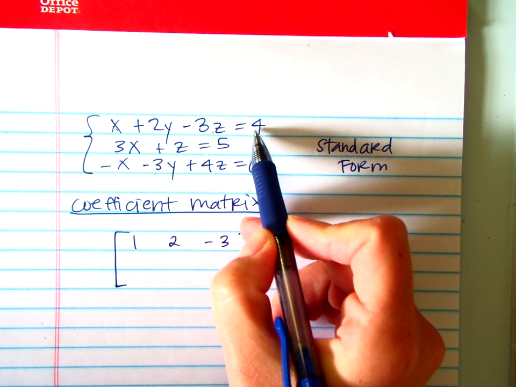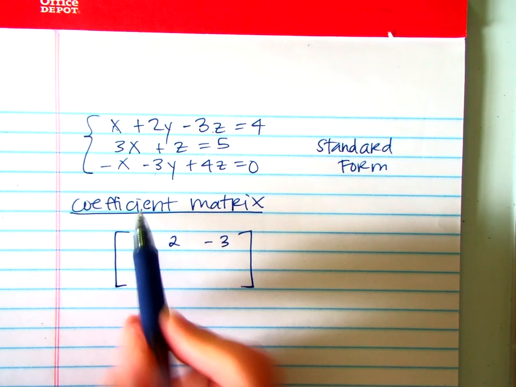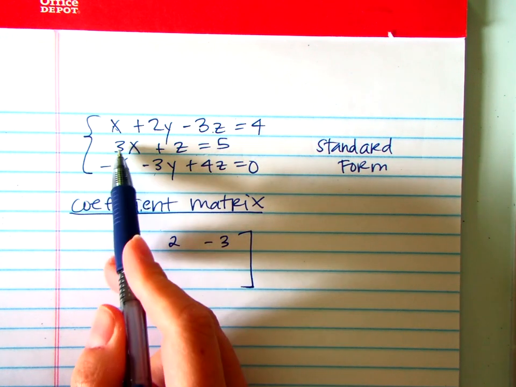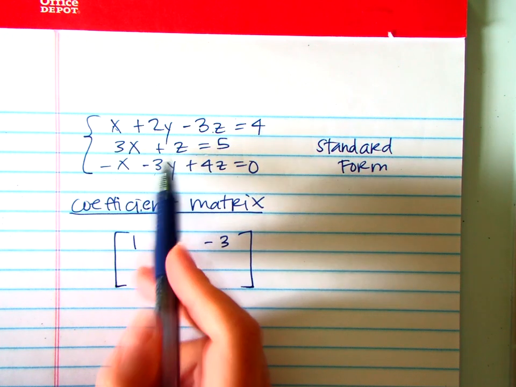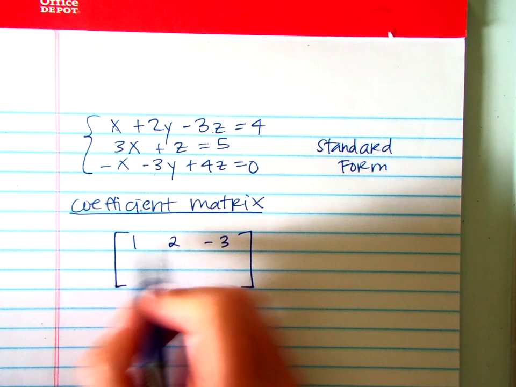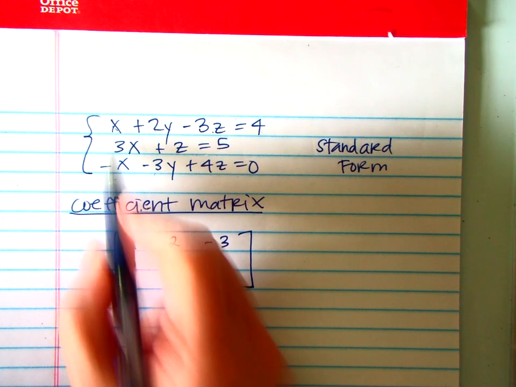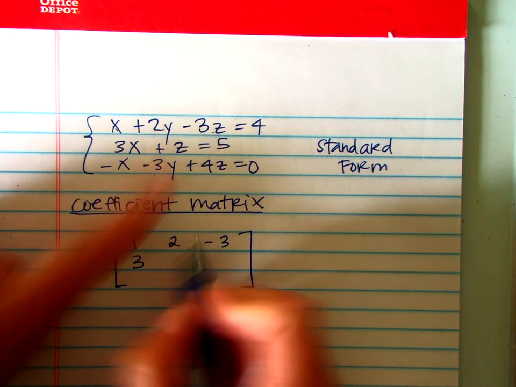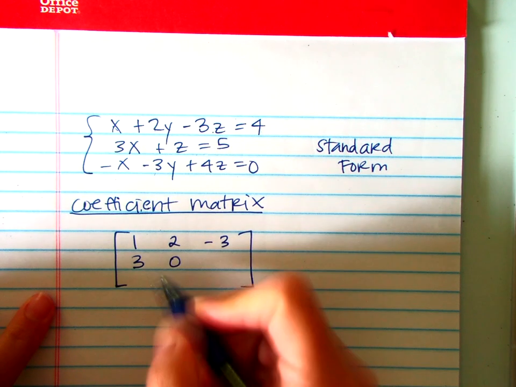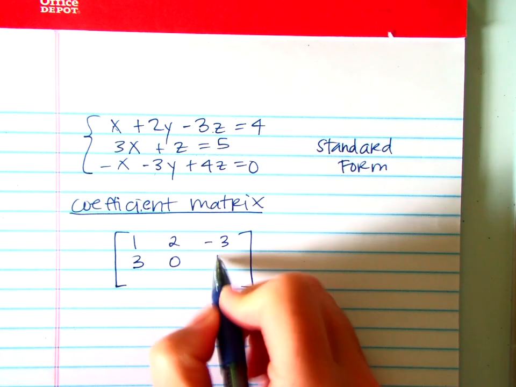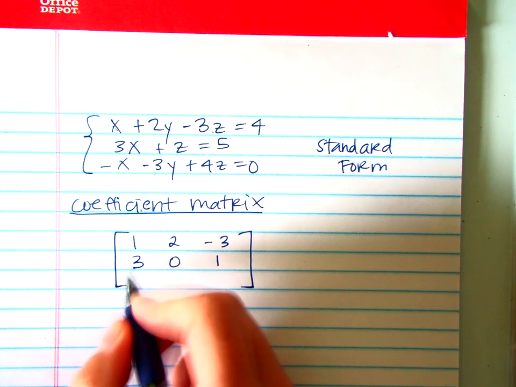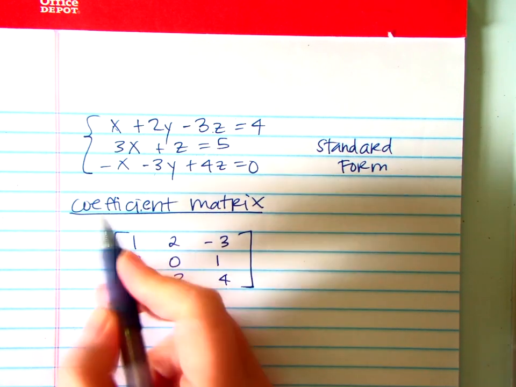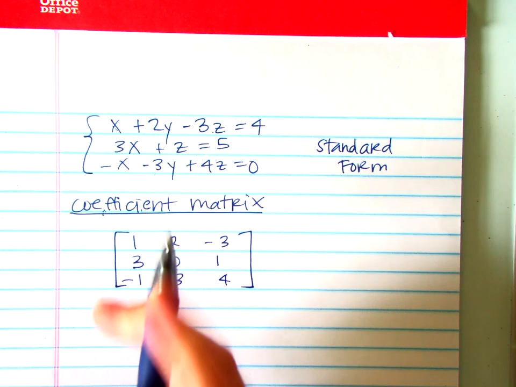I'm ignoring this 4 because it's not a coefficient. A coefficient is the number that we multiply by a variable. So the second equation is just the 3, and the z has a 1, but because I skipped y, I'm just lining them all up. So the 3 goes below the 1 because it's an x. There is no y coefficient in the second equation, and then the z has a 1. Third equation, negative 1, negative 3, and 4. So this is a coefficient matrix.